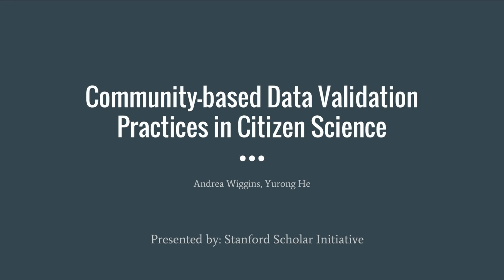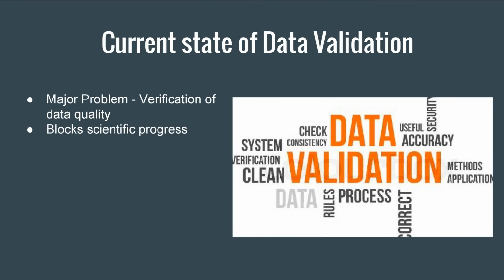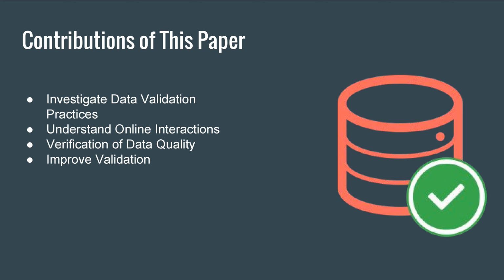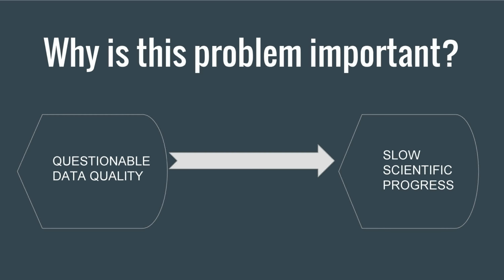In this talk, we will discuss the research paper Community-Based Data Validation Practices in Citizen Science. This paper talks about the data validation practices used in citizen science by internet-based communities of volunteers. In the current state, verification of data quality represents a major problem that halts substantial scientific progress. Therefore, the focus of this paper is to understand internet-based interactions around data quality in order to find possibilities to improve validation.